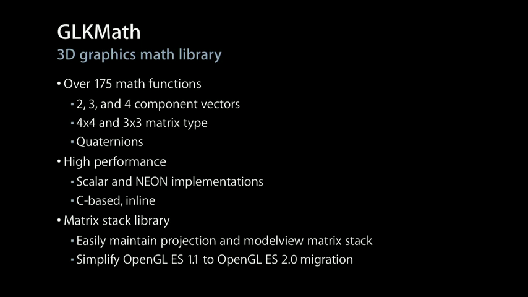We provide a scalar implementation that runs on the simulator, but on devices, it's written to take advantage of the Neon instructions to use the CPU as a vector processor. And this allows it to be just blazingly fast. The entry points are written in C, and the Neon instructions themselves are inline in the header file, so the compiler can perform additional optimizations for you. Then, on top of all that, it also provides a matrix stack implementation.